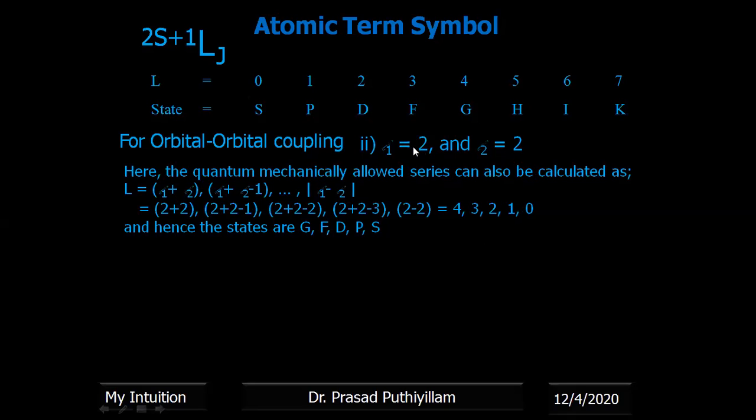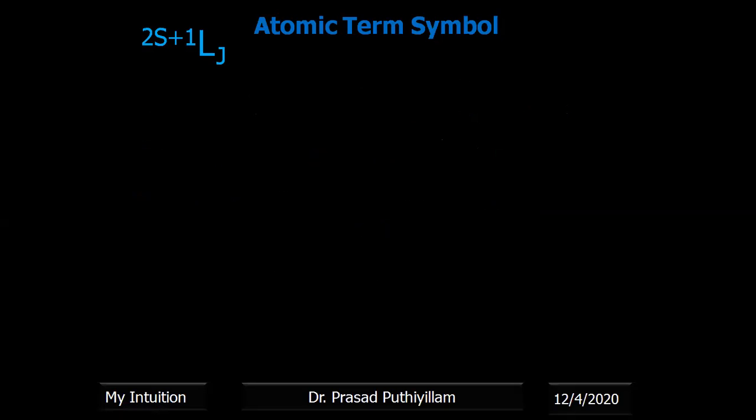If L1 is equal to 2 and L2 is equal to 2, it becomes 2 plus 2, that is 4. We start with 4 and end with 0. Therefore 4, 3, 2, 1, 0. And the possible states for 4, 3, 2, 1, 0 are represented as G, F, D, P and S.